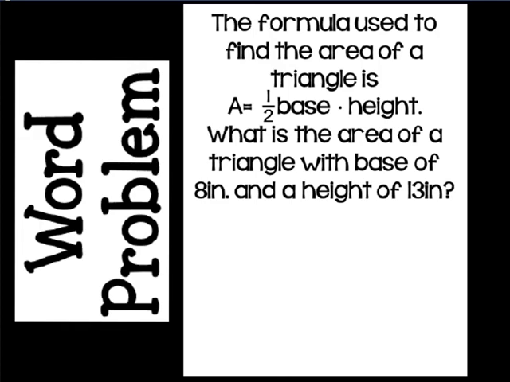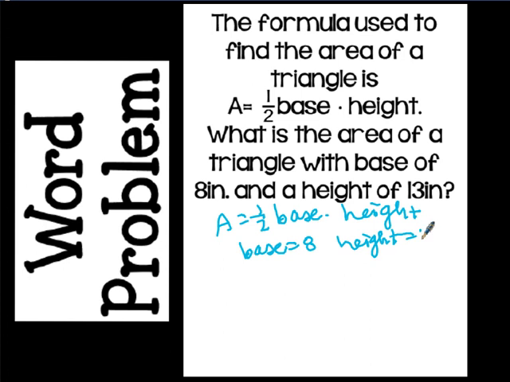Okay? And then we have, let's do a word problem. So the formula used to find the area of a triangle, so we've worked with area, it's been a while though, is A equals 1/2 base times height. So what is the area of a triangle with a base of 8 inches and a height of 13 inches? So I'm going to go ahead and write this out like we had in our last problem. So base times height. And in this case, we have base equals 8 and height equals 13.